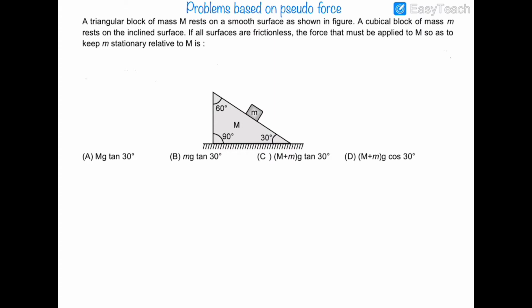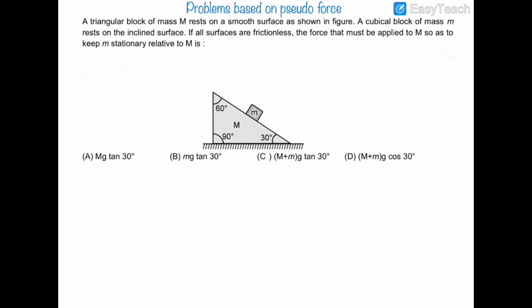Now we need to apply some force on the inclined plane, and accelerate the inclined plane in such a way that we can avoid the slipping of this block of mass m, and they both move together. You can easily imagine this scenario by placing a block on your inclined hand. If you are accelerating your hand, the block will not slip on your hand. But if your hand is stationary, the block will start to slip down your hand.